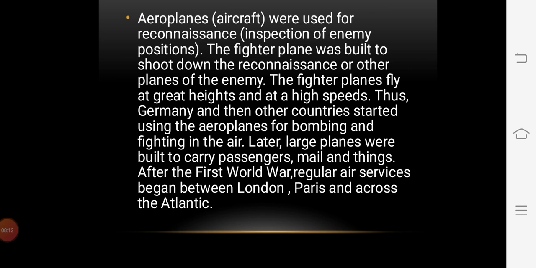Thus, Germany and other countries started using the aeroplane for bombing and fighting in the air, as I told you earlier. Later, large planes were built to carry passengers, mail, and things. After the First World War, there were regular air services between London, Paris, and across the Atlantic. Actually, after using it for war purposes, later on they used large planes for passengers, for civilians, for common people. And as I told you, after the First World War, it was between London and across the Atlantic.